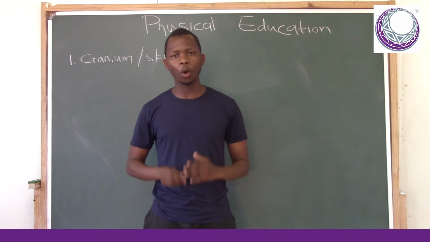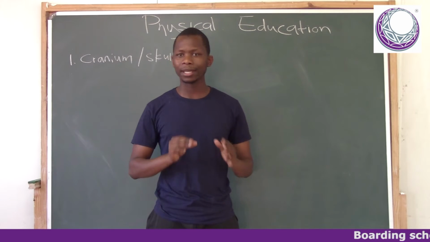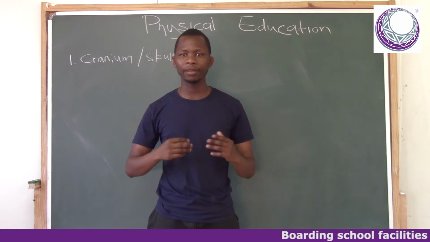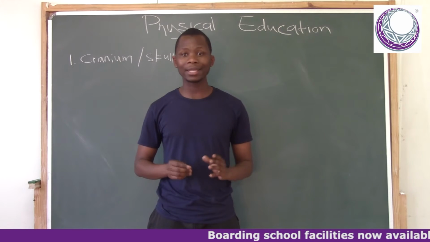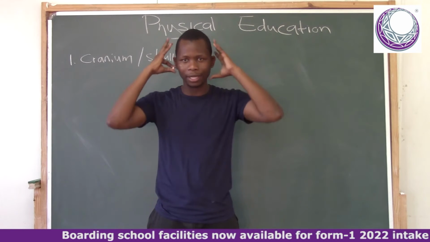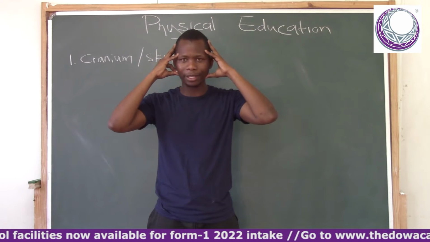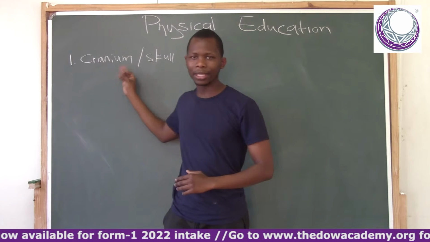Now, the cranium or the skull has different types of bones. It has cranial bones and it has facial bones. The skull has 8 cranial bones and 14 facial bones right here. So we have 14 plus 8 bones here that make up the skull.